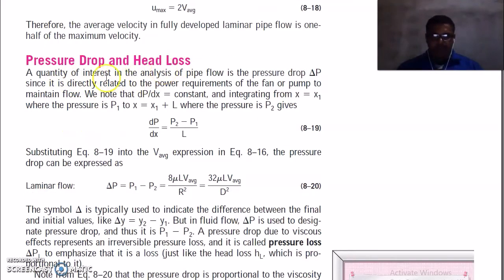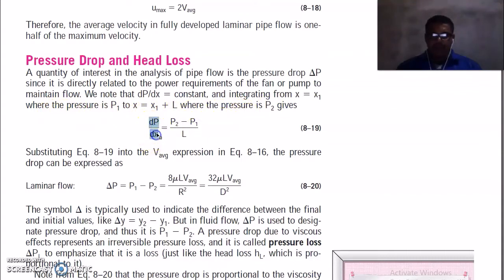Pressure drop and head loss. A quantity of interest in the analysis of pipe flow is the pressure drop, delta P, since it is directly related to the power requirement of the fan or pump to maintain the flow. We know that dP by dx is equal to constant, and integrating from x is equal to x1, where the pressure is P1, to x is equal to x2, where the pressure is P2, you will get this.